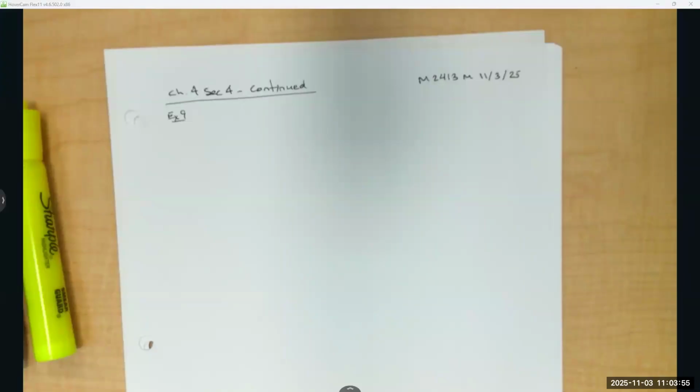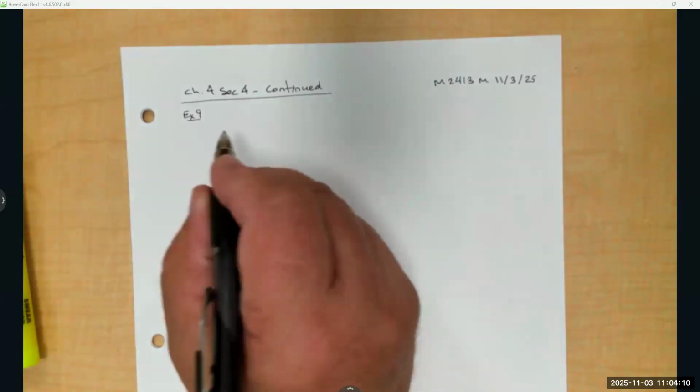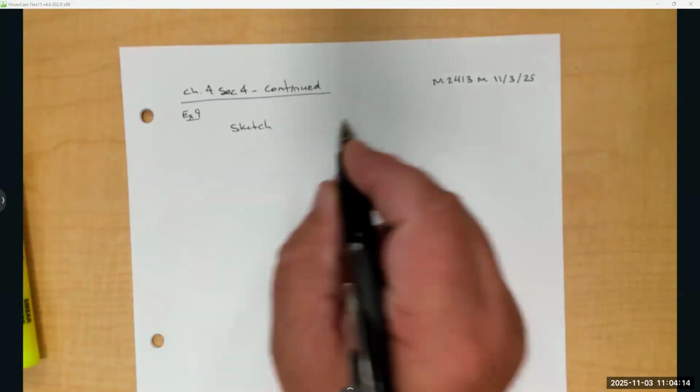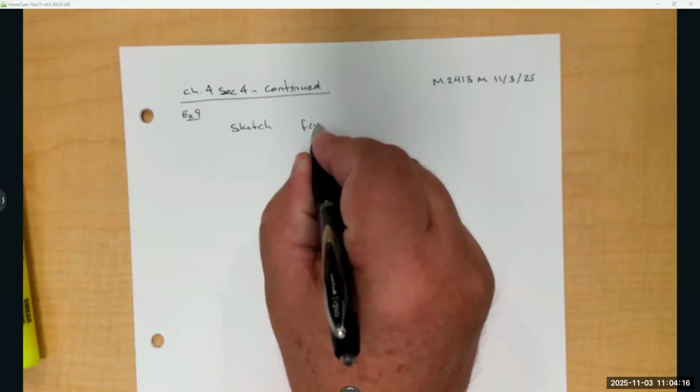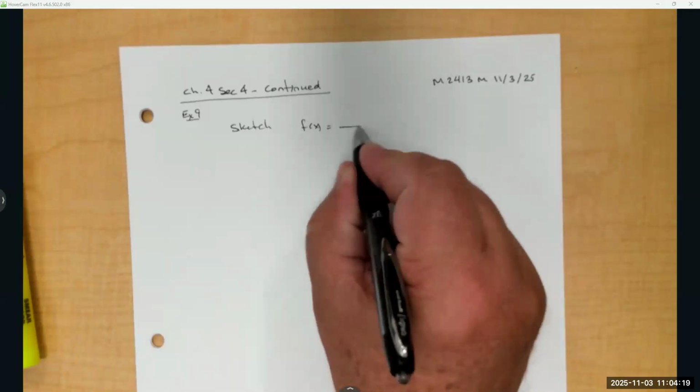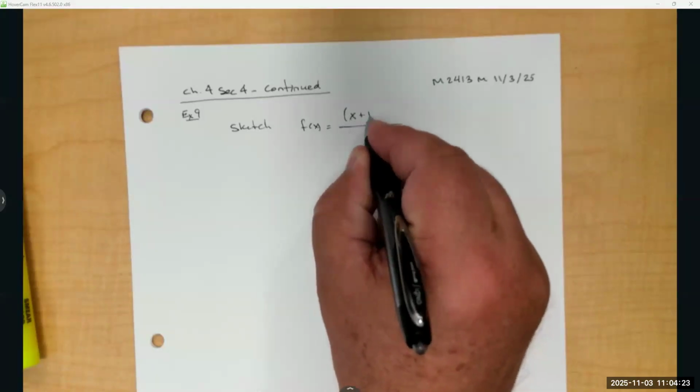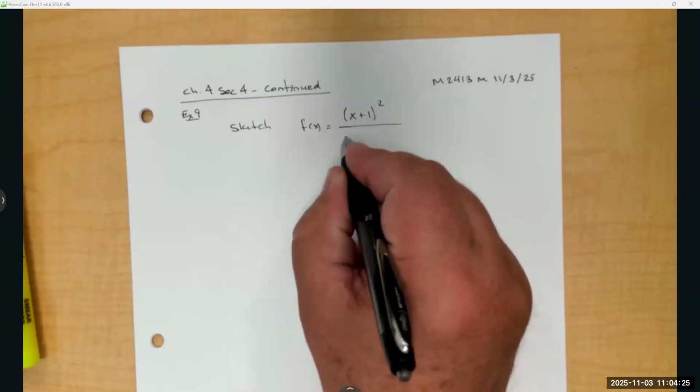All right, let's begin where we left off yesterday. We had a couple more examples to cover in this section, and then we'll finish up the next two sections. All right, example number 9 said, sketch this function: x plus 1 squared.